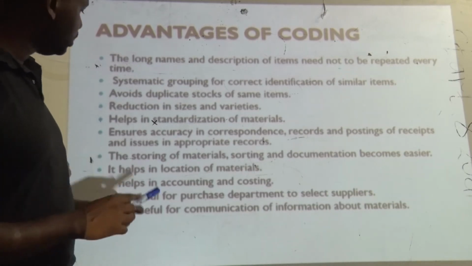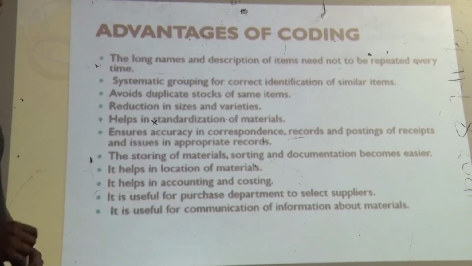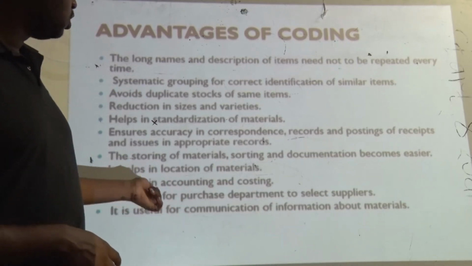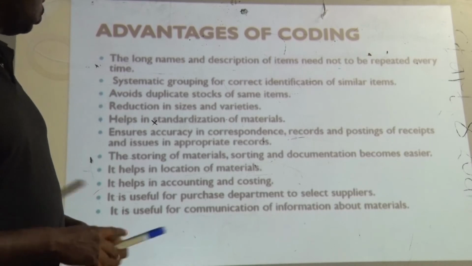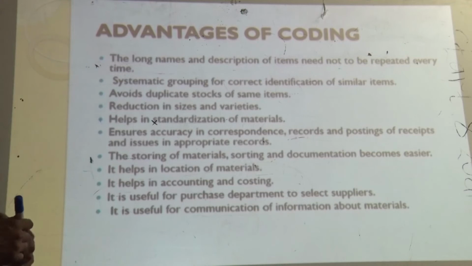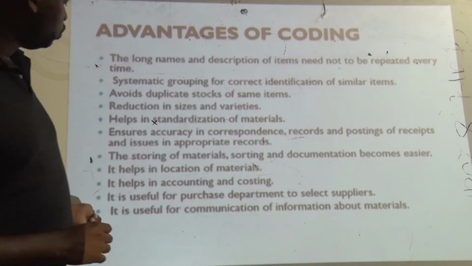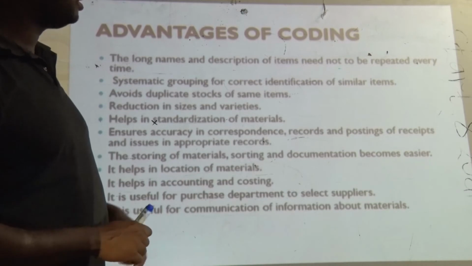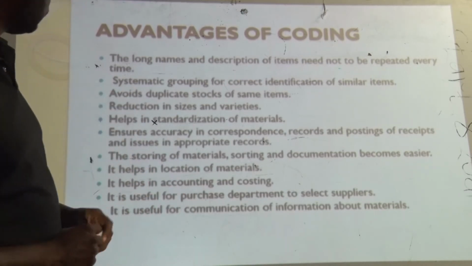It also helps the accounting and costing. So when you're having your code in place, once you scan the items, they already go to the system automatically. So when you want to do your accounting and costing, it becomes very easy. It also allows the purchase department to select suppliers. So you'll be able to select your suppliers depending on the various codes of a particular supplier.